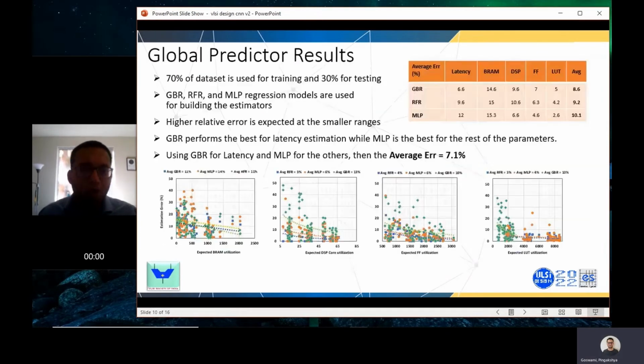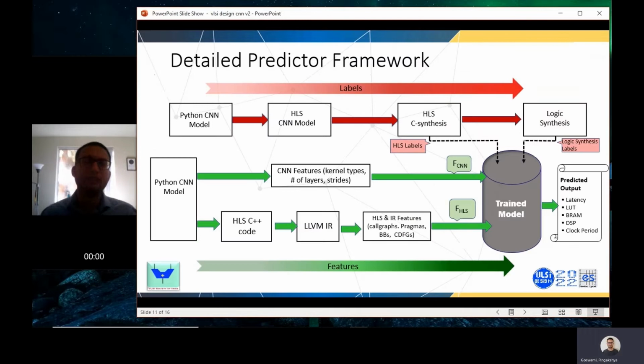After the global prediction stage, we move to our detailed predictor. The global predictor will give us very few designs which we will further optimize using our detailed predictor. The features for detailed predictor come from two sources. The first one is the CNN architecture, and the second one is the HLS design. The CNN features are very similar to the global predictor, which includes kernel types, number of layers, strides, input, output, feature map, etc.